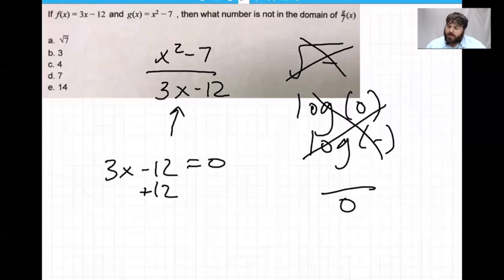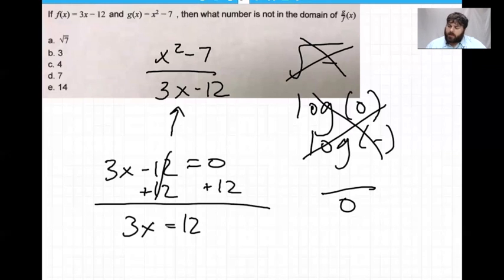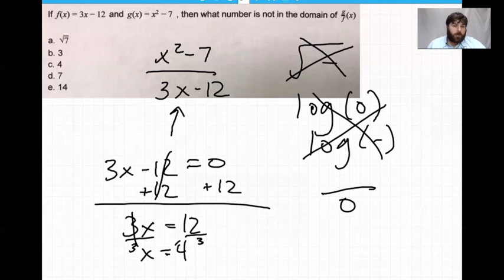We add 12 to both sides and get 3x equals 12. Once I divide both sides by 3, I get x equals 4. That means x equals 4 is not in our domain, because when I plug that in, I'm dividing by 0, there's a problem. The problem numbers are numbers that we say are not in the domain because they cause some kind of issue.